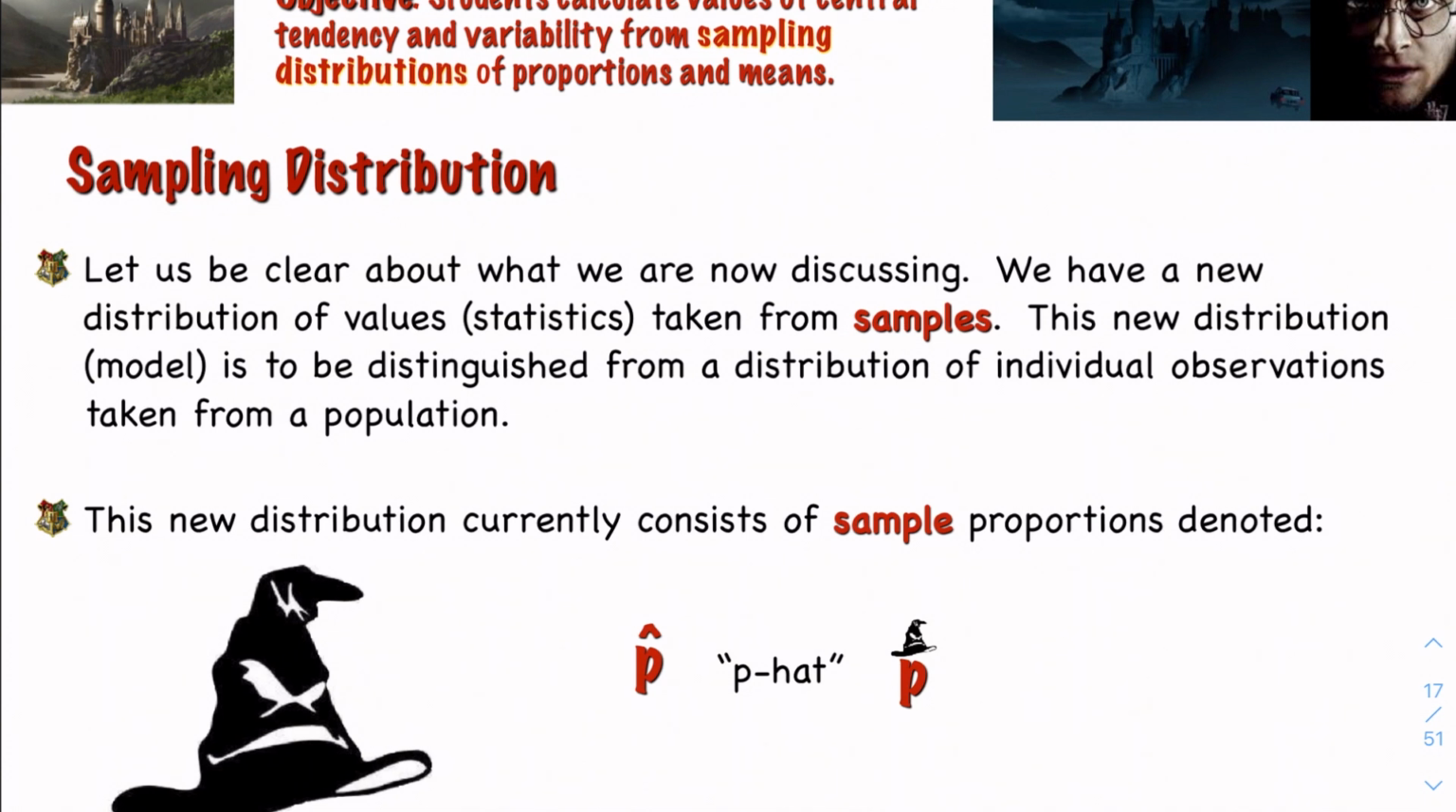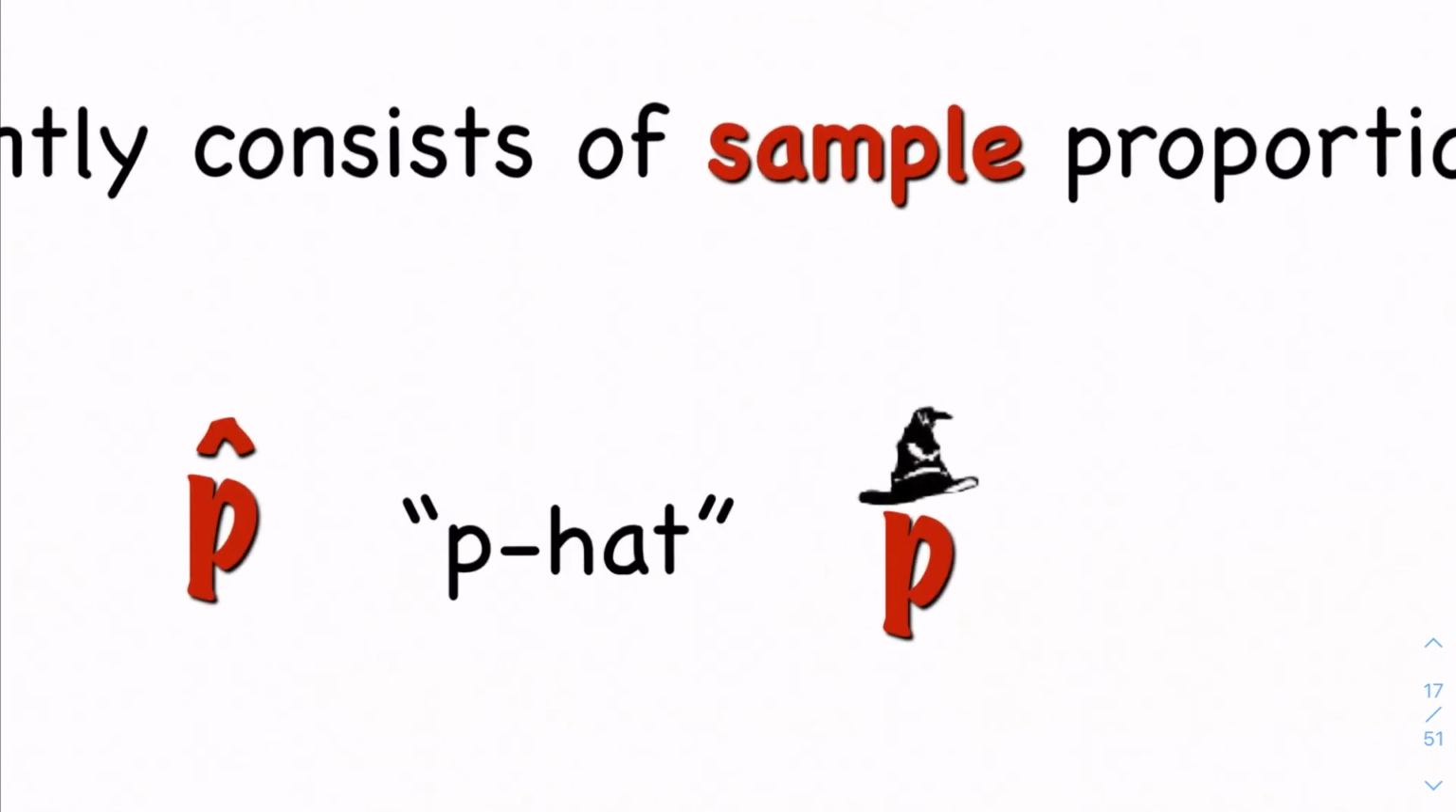So let's be clear about something that we're now discussing. We have a new distribution of values or statistics taken from samples. We're not looking at individual samples, but we're looking at the collection of samples. This new distribution, our model, is to be distinguished from a distribution of individual observations taken from a population. So not just one sample, but all of the samples. And this new distribution currently consists of sample proportions denoted with p hat. Just like we saw y hat was our model before, p hat is our sample proportion.